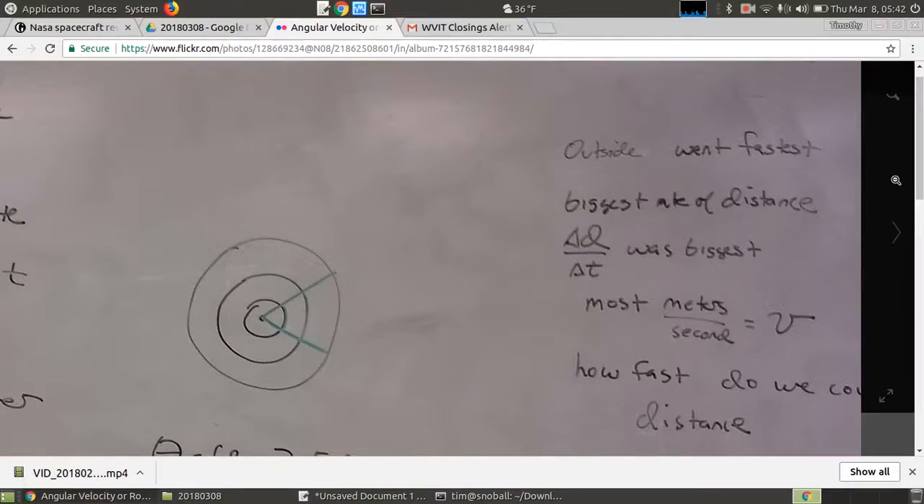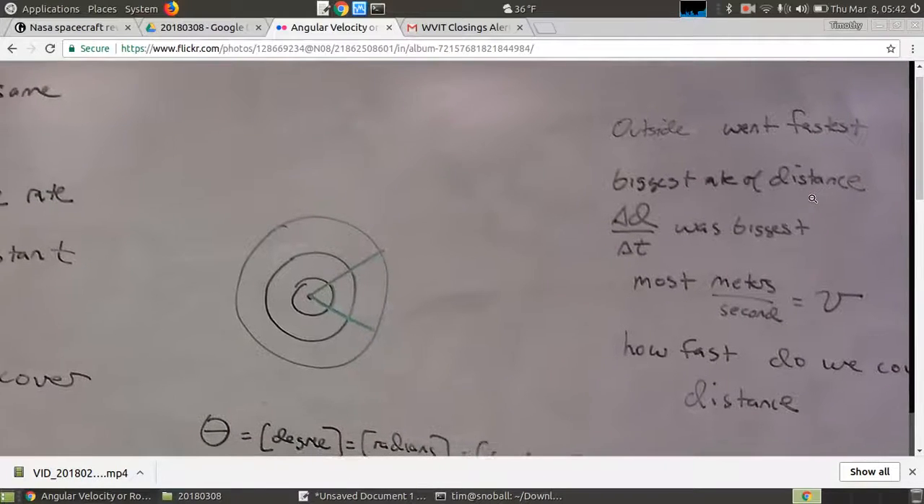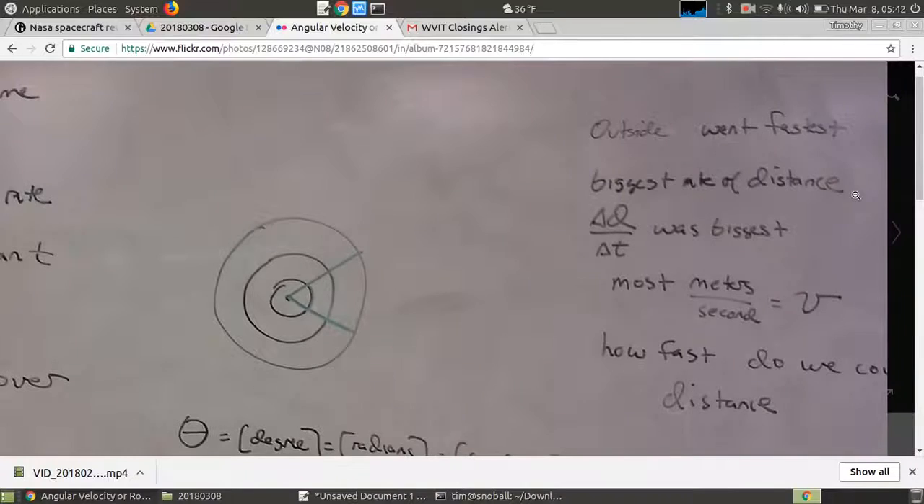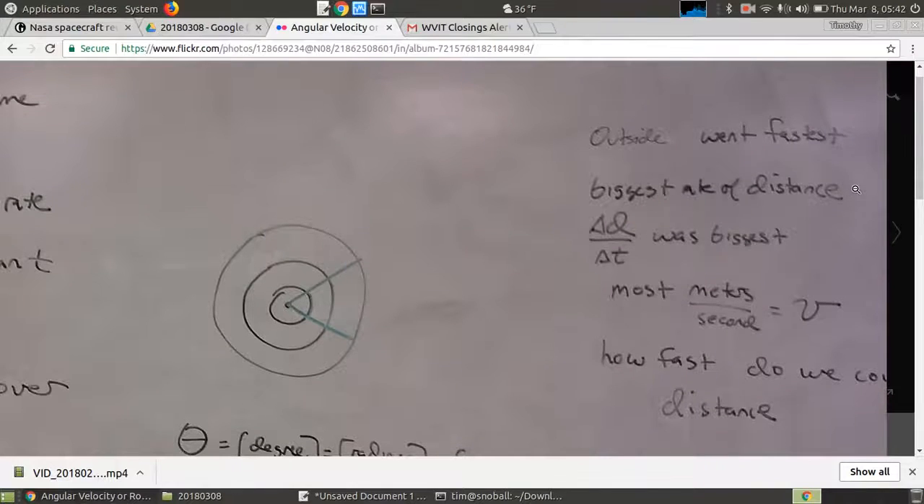So I thought it might help to show the math behind that claim. Again, if velocity is just distance over time, the outside covered the most meters in the time it took for a rotation. So that's the most meters per second. And that means the outside was going faster. The fat part goes faster, the skinny part goes slower. And that's what makes a turn.